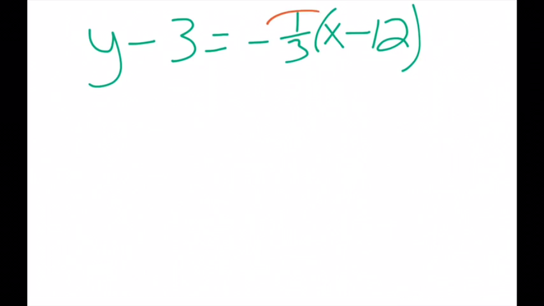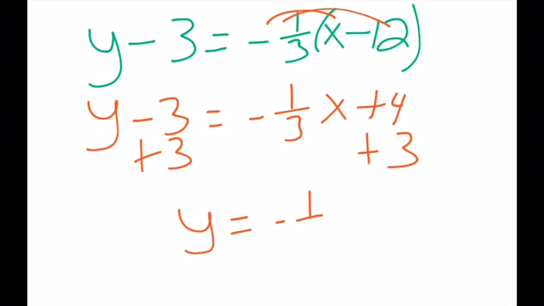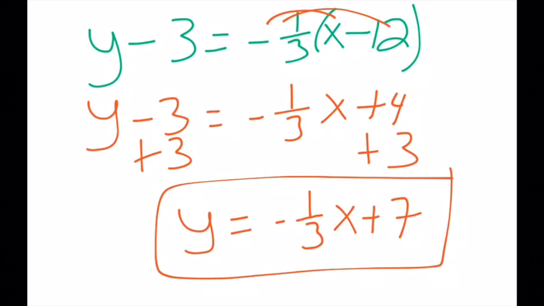We're going to distribute the -1/3 through, so I get y minus 3 equals -1/3 x plus 4. Add 3 to both sides, and our answer is y equals -1/3 x plus 7. If you used the other point, you still should have the same answer.